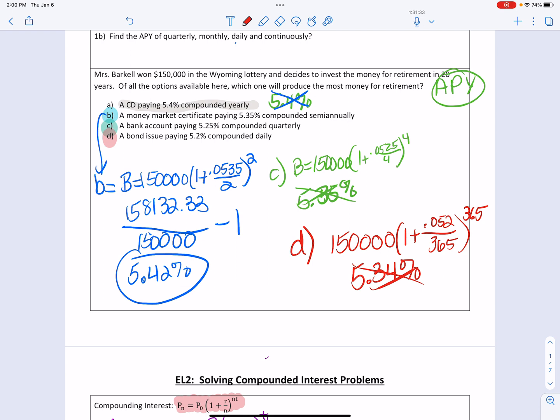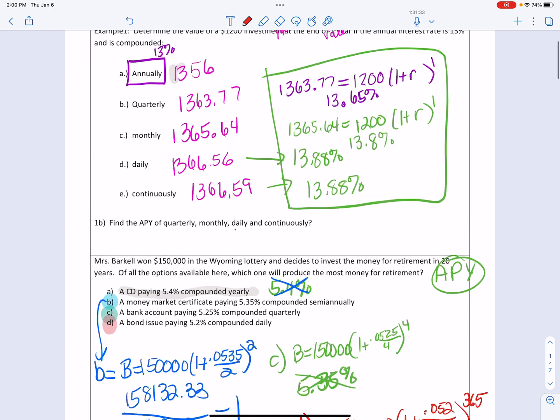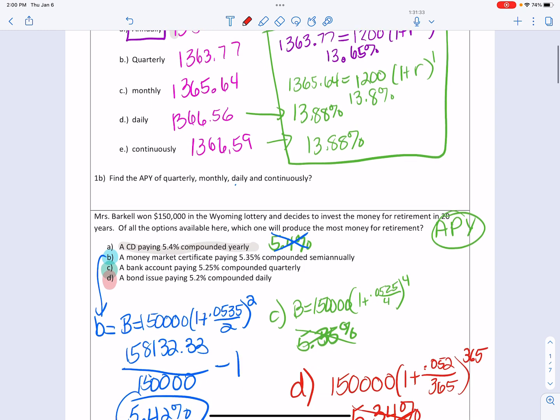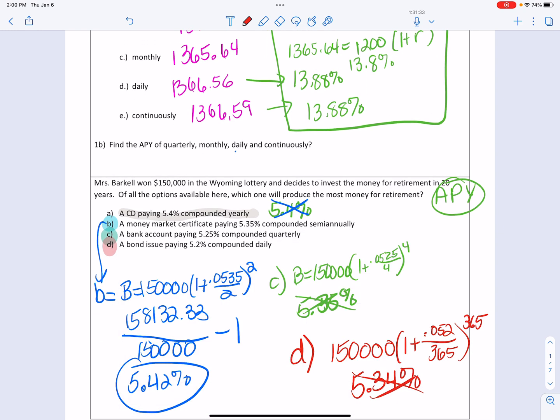Okay, this is where you would use this in the real world. It's to compare different accounts. It doesn't make as much sense on example 1 because it's not different accounts, it's the same account. So number 1 was just more to teach you how to find APY and APR. Number 2 is actually where you would use it. All right, so that should be enough to get you done with activity 1 and activity 2.